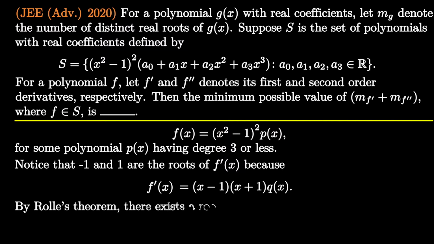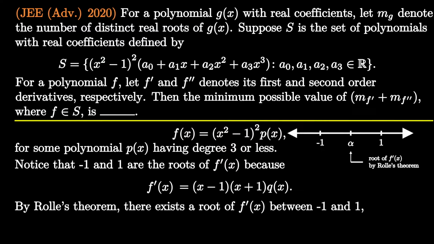Since −1 and 1 are the roots of f'(x), by Rolle's theorem, there exists at least one root between −1 and 1. It means no matter what p(x) is, the number of roots of f'(x) is at least 3. This shows m_f' is at least 3.